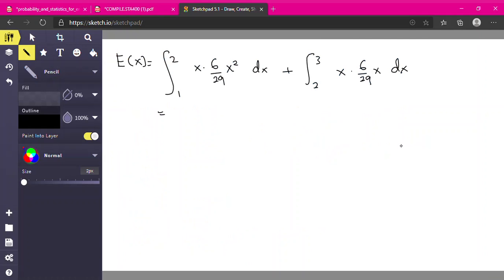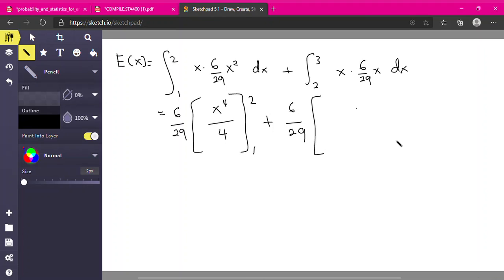Okay, 2, 3. So I keluarkan 6/29 which is the constant. So kita nak integrate x power of 3 here, so it will be x power of 4 divided by 4, 1 to 2, plus 6/29. To integrate x squared, so it will be x power of 3 divided by 3, between 2 and 3. Okay, solve that.